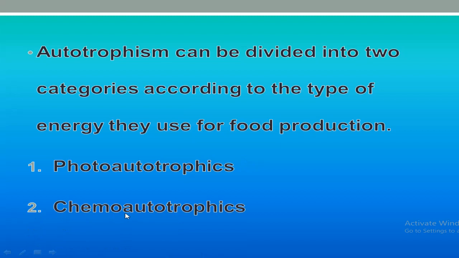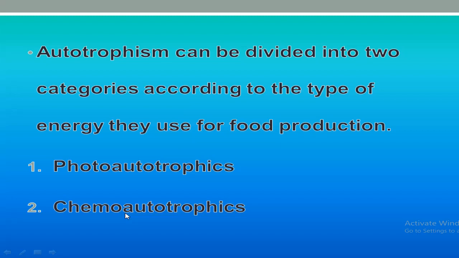Next one, chemoautotrophic organisms. Examples are some bacteria. Some bacteria use chemical energy to produce their own food. If some organisms use chemical energy to produce their own food, they are known as chemoautotrophic. Right, now we have learned what is meant by autotrophic organism.